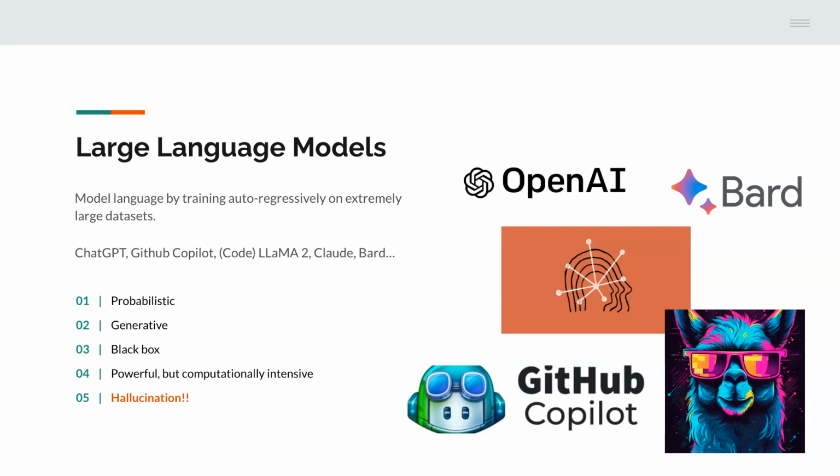First, they are probabilistic. That basically means that whenever you give the large language models the same prompt, they will not always give you the same results back. So there is a lot of randomness in large language models.